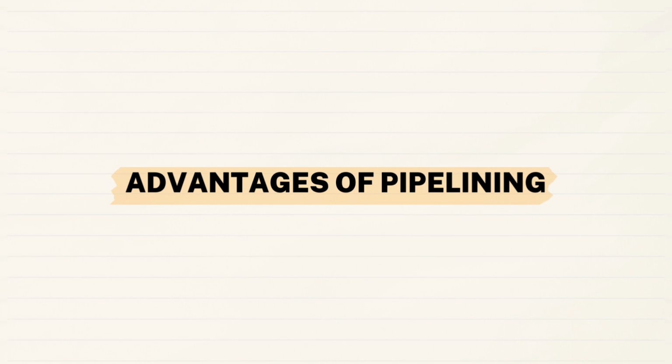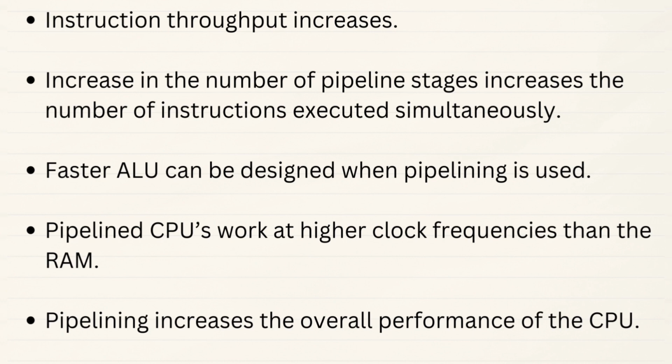Now we will discuss some advantages of pipelining. The first advantage here is that instruction throughput increases. Throughput is the number of tasks completed in a given time period. So here the number of instructions executed increases in a given time period.